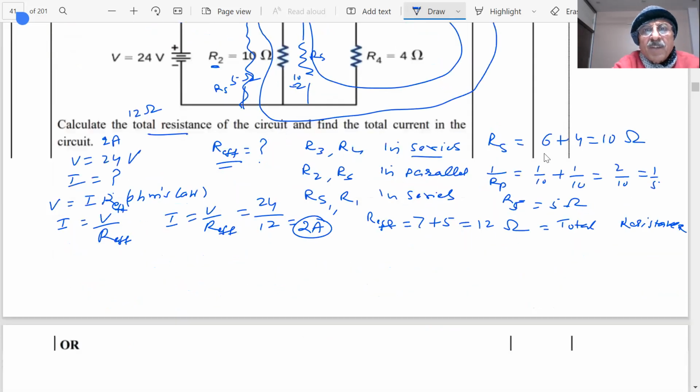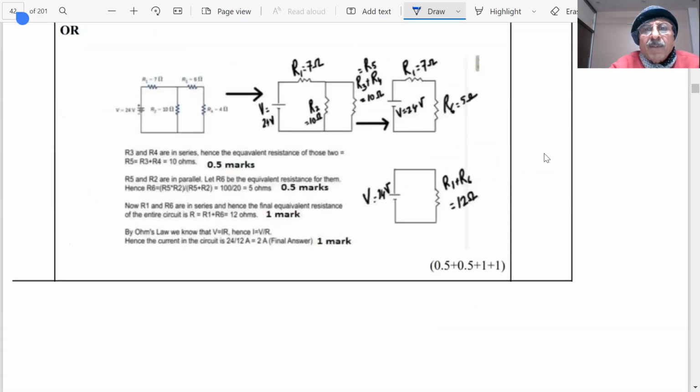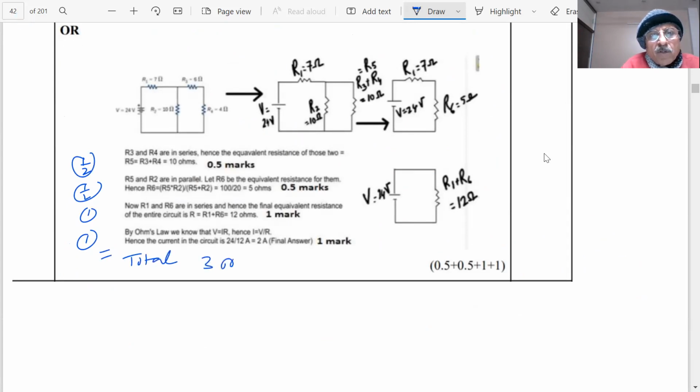Let us see the marking scheme given by the CBSE. It may be confusing, but see, the marks have been allotted. The marking scheme is like this. How are the marks given, student? Half, 1 and 1. So in total, it becomes 3 marks, student.